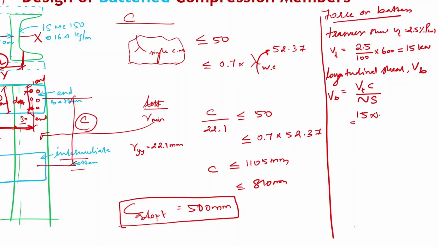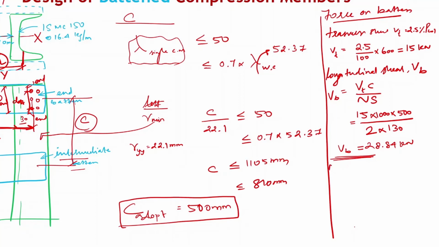Let me convert it into Newton. And C is the spacing of batten. I'm going to provide 500 mm. So N is always 2, the number of battens front and back. And S is the length of batten, which is 130 mm. So the longitudinal shear coming to my batten is 28.84 kilonewton. So I need to check for this shear. If my batten shear strength is more than this, then my batten is safe in shear.